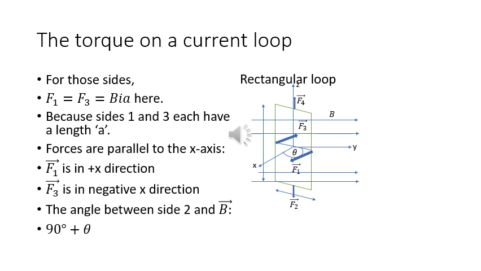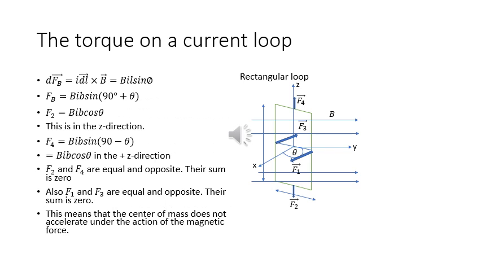The angle between side 2 and B is 90 plus theta. dF_B is I dL cross B, which is BIL sine phi. F2 is equal to BIB sine 90 plus theta. F2 is BIB cos theta. This is the Z direction. F4 is again BIB sine 90 minus theta, and this is also in the Z direction.